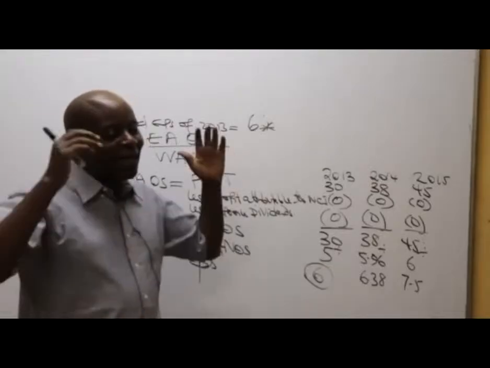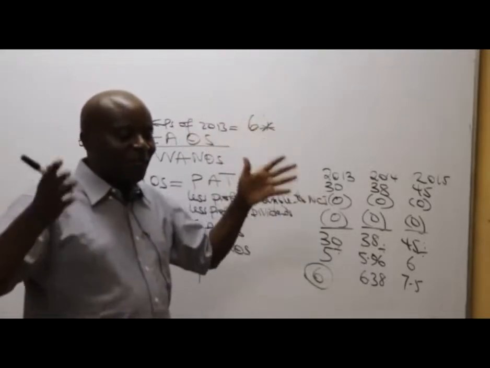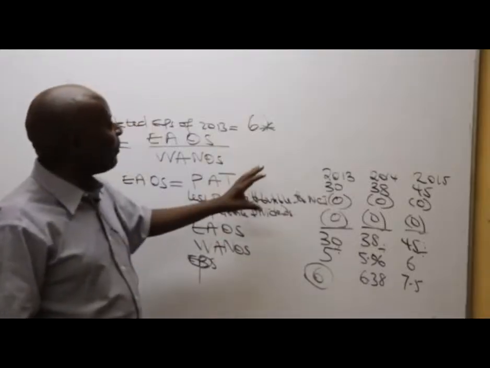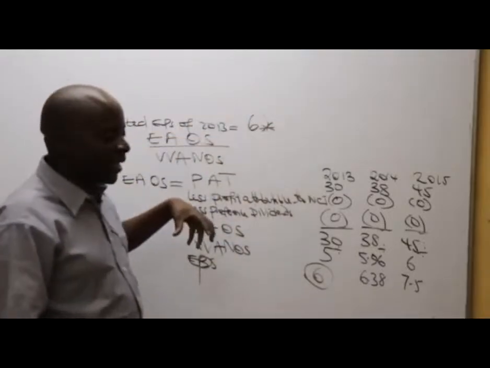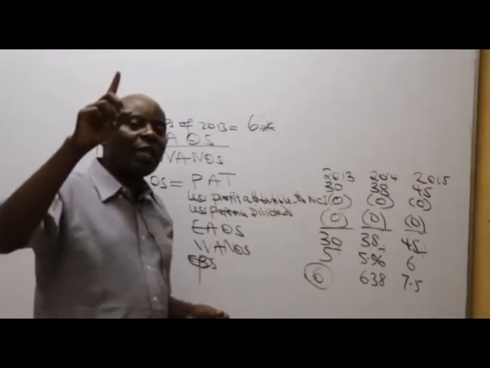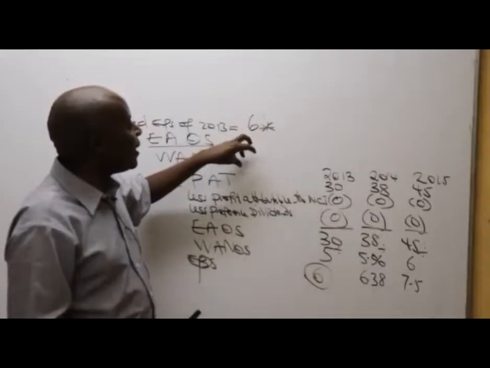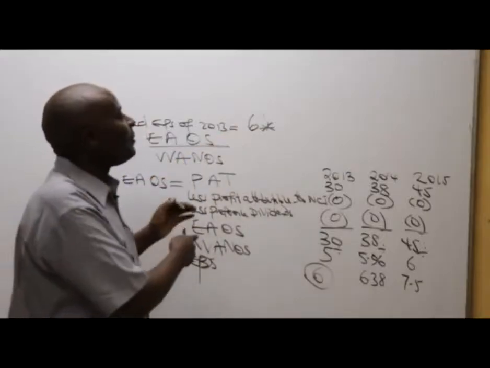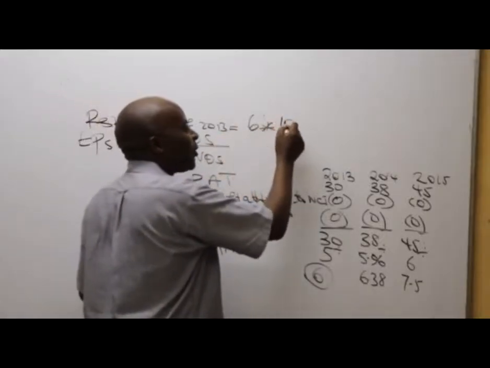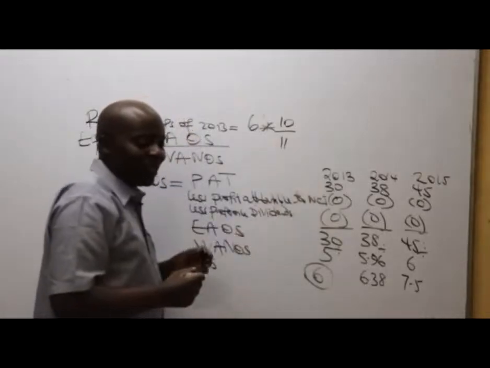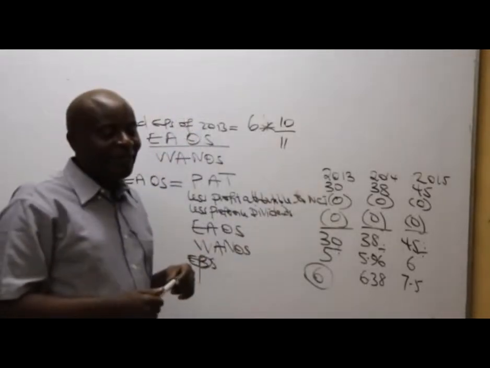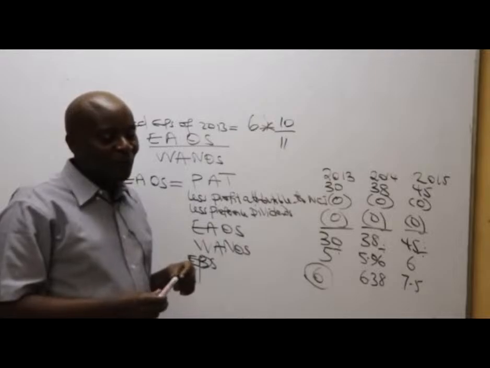Reciprocal. Even if I understand nothing from this particular class, I know when it comes to restating for the previous years, if the bonus fraction was 11/10, I'll take the previous year's EPS times the reciprocal of those bonus fractions. So times 10 over what here? Times 10 over 11, which will end up giving me what figure?